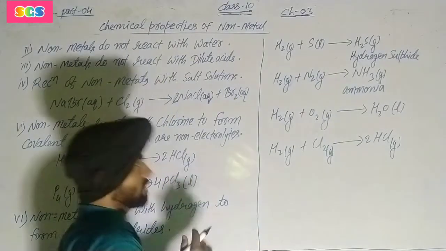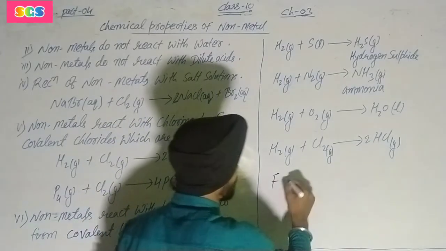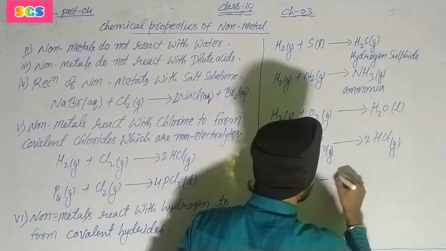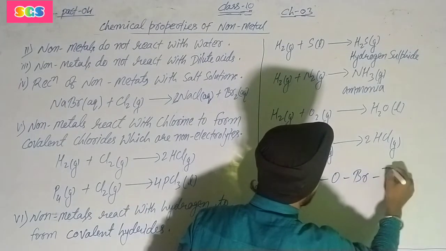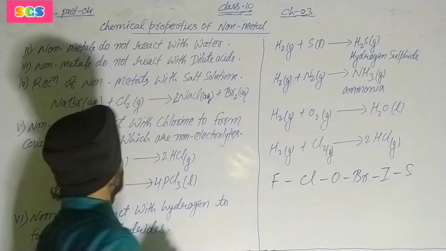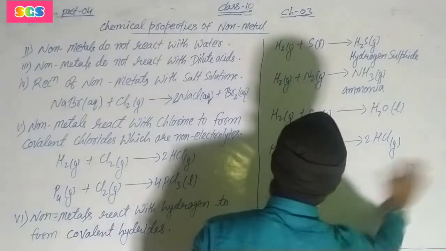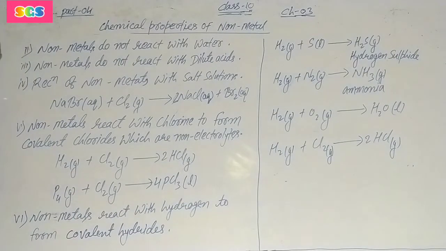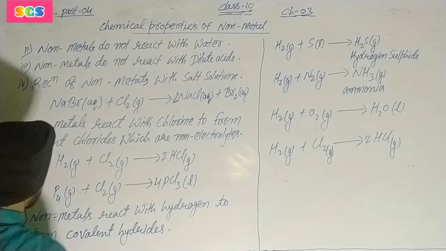If you talk about the reactivity series of non-metals: fluorine, chlorine, oxygen, bromine, iodine, and then sulfur. This is the reactivity series of non-metals. In descending order, the most reactive non-metal is fluorine, F. Then chlorine, then oxygen, then bromine, iodine, and then sulfur.